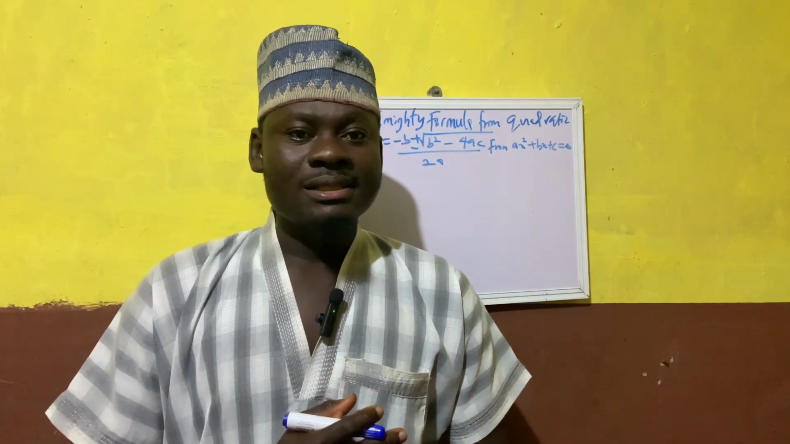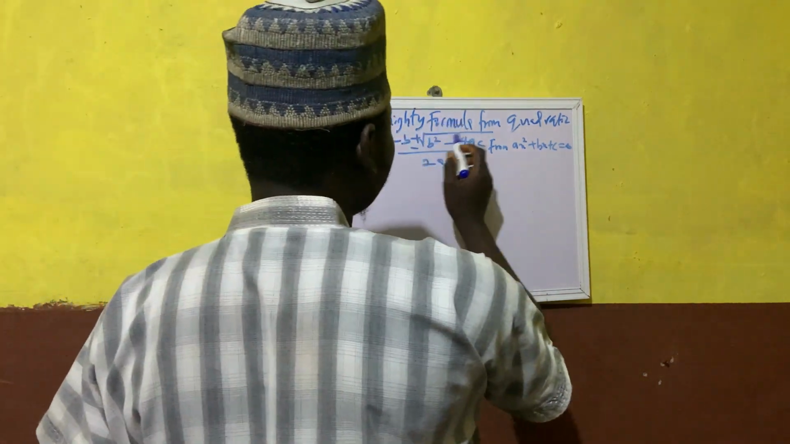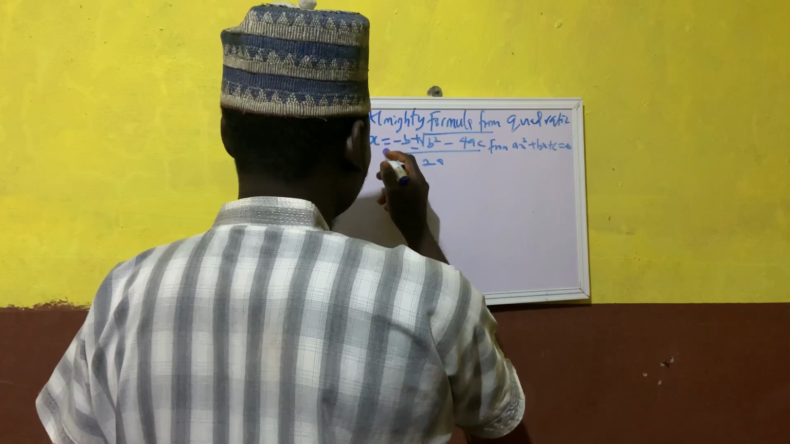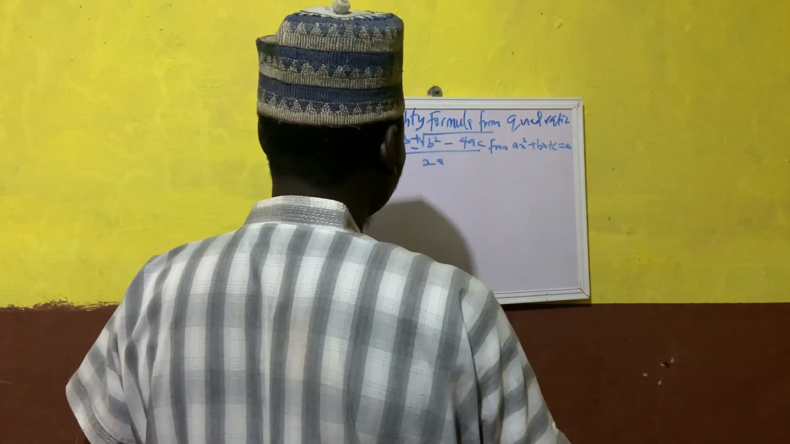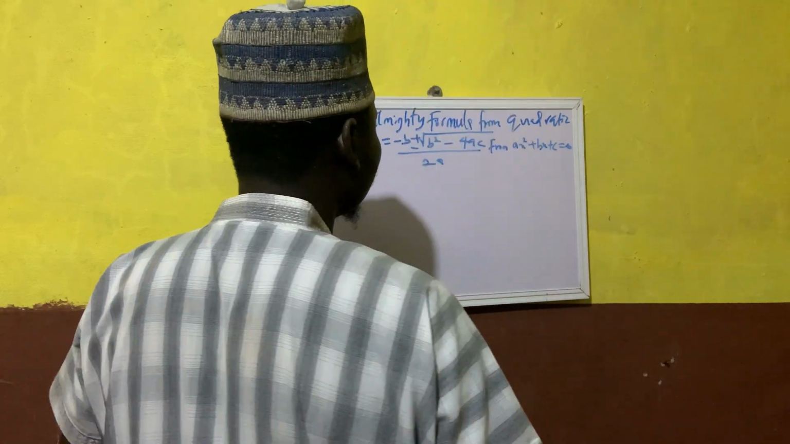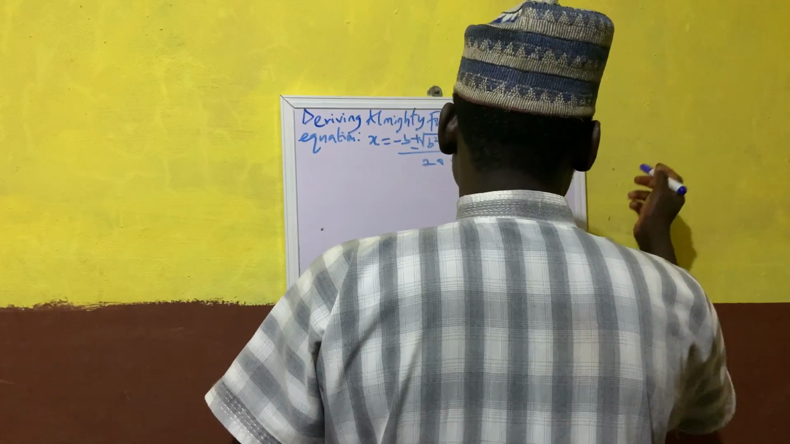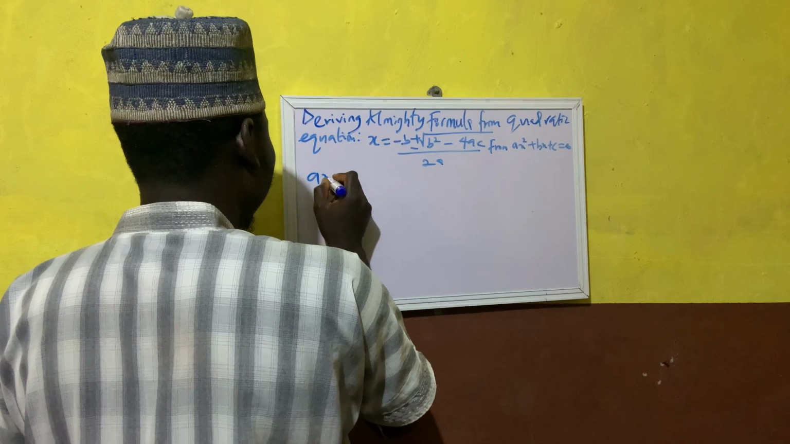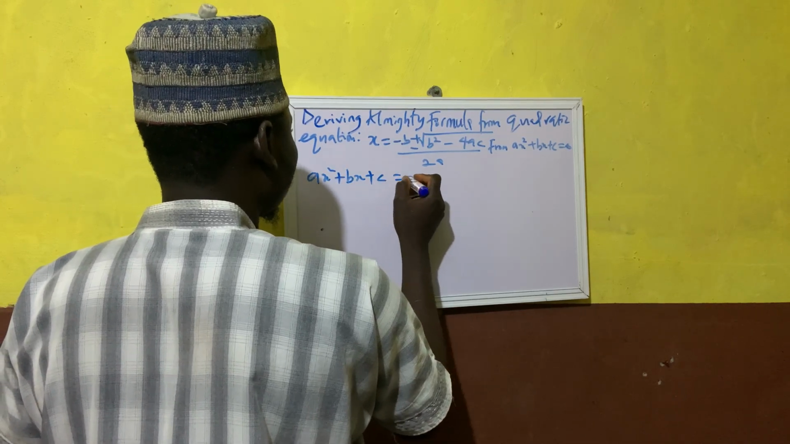In this segment, we'll be taking a look at deriving the almighty formula from the quadratic equation, which is x equals minus b plus or minus square root of b squared minus 4ac, all over 2a, from ax squared plus bx plus c equals 0. Now, we have ax squared plus bx plus c equals 0.